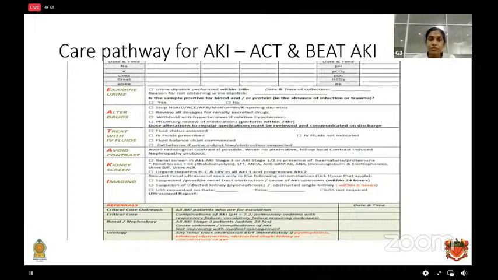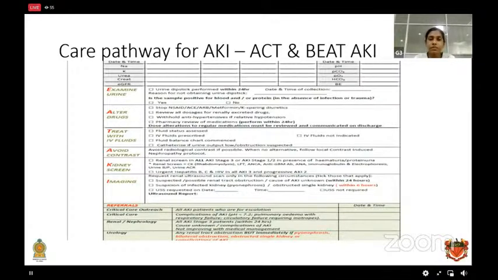Alter the drug, so go through the drug chart and see what they are on and change it. Daily assess it. Treat with IV fluids, which is important, because dehydration and hypovolemia are a common cause for AKI. And it also mentioned to avoid contrast. So it is very important.